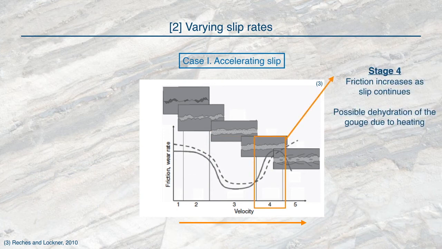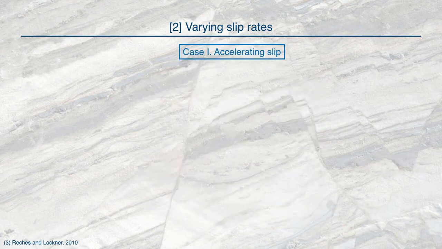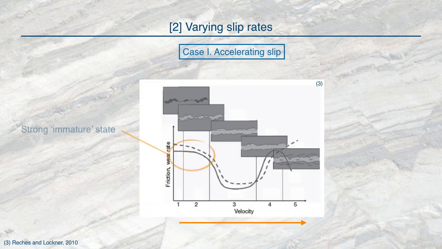As slip continues, the fault strengthens. The increase in friction could be due to increased heating, causing dehydration. At even higher velocities, slip becomes unstable, leading to failure and fractures. The fault gouge thus develops from a strong immature state to a weak mature state.